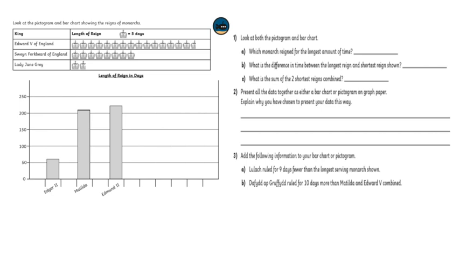Okay, here's another activity where you need to look at the pictogram and the bar graph together in order to be able to answer the question. And then question 2 says: present all the data together as either a bar chart or pictogram on graph paper. Explain why you have chosen to present your data this way. Now, you are very unlikely to have graph paper at home, but it doesn't really matter. If you have squared paper, you can use that, but plain paper will also work.